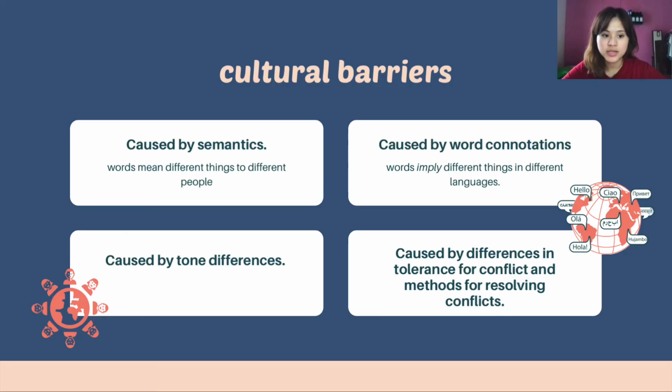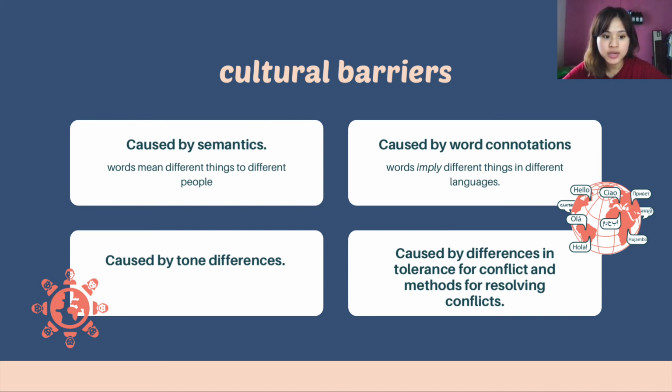Cross-cultural barriers increase the potential for communication problems. First, there are barriers caused by semantics. Words mean different things to different people. Some words do not translate between cultures. For example, English terms such as efficiency, free market, and regulation are not directly translatable into Russian.